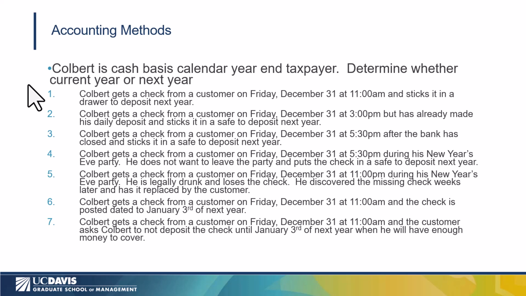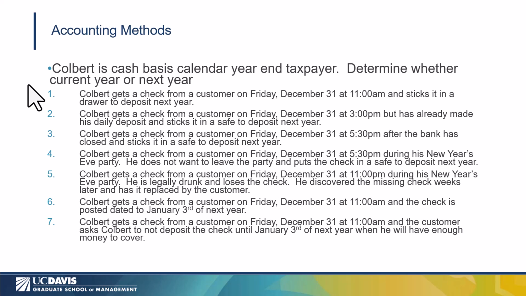during his New Year party. He is legally drunk and loses the check. He discovers the missing check weeks later and ultimately gets it replaced by the customer. That is still constructive receipt in the current year, right? Again, he cannot turn his back on it.